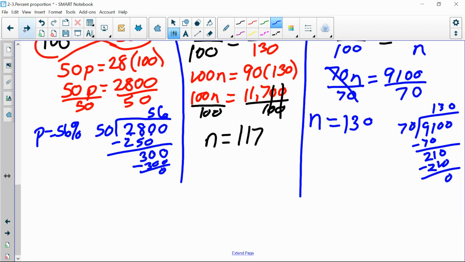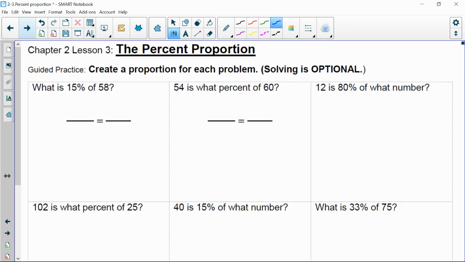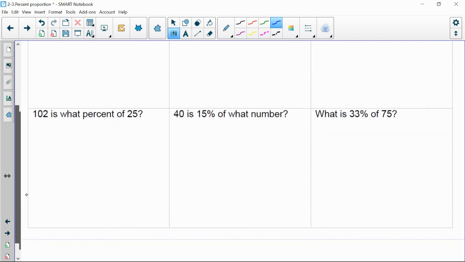All right, let's go to the extra practice that's on the next page. Okay, so guided practice. We're going to create a proportion for each of these. Okay, if you want to, I highly suggest pausing the video right now and try these on your own and see if you're getting it. Okay, so pause and try. For those that tend to like to look at these and or be listening to something else instead of doing the work yourself.